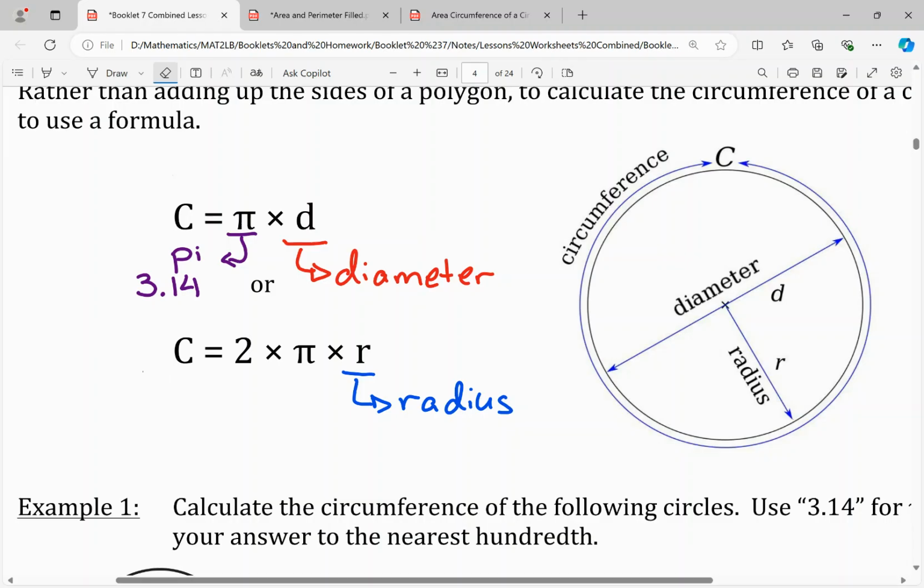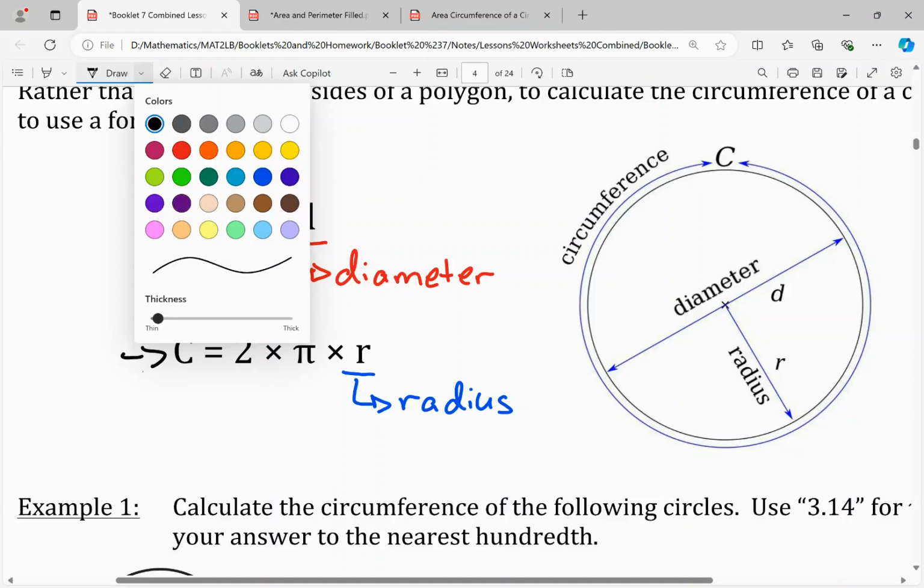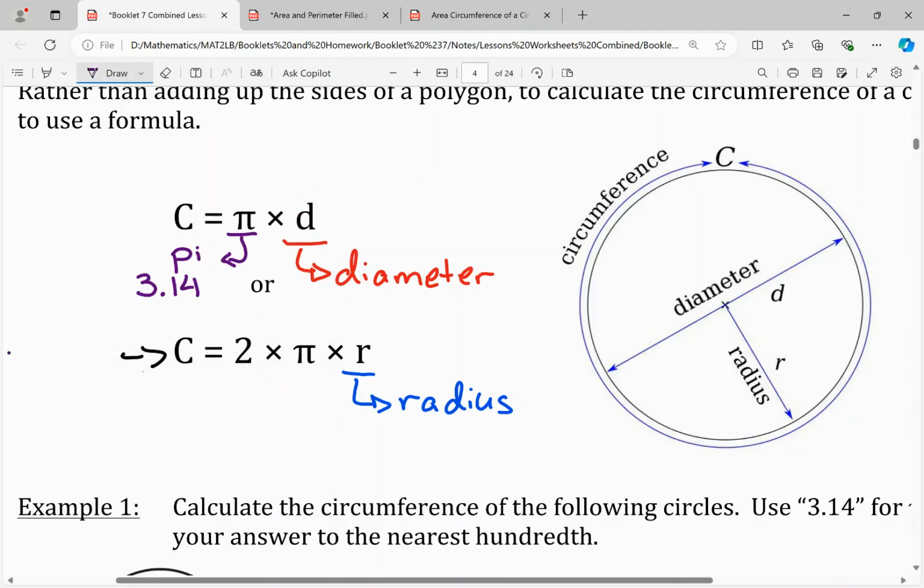However, if you have the radius, then you're going to be using the second equation, the one that has the r in it for radius. If you're using the second equation, you're going to take the number 2, multiply that by pi, or 3.14, and then multiply that by the radius. Okay?